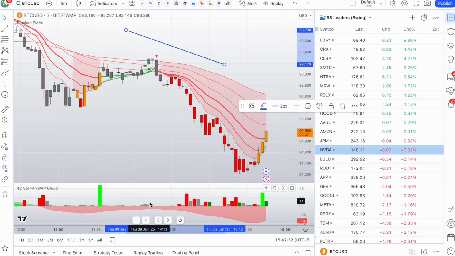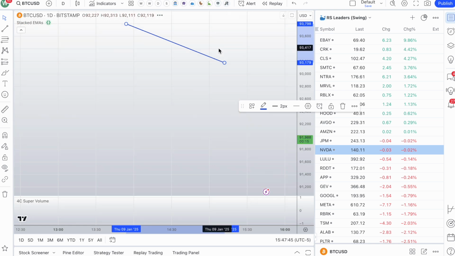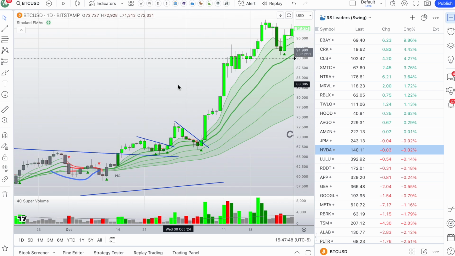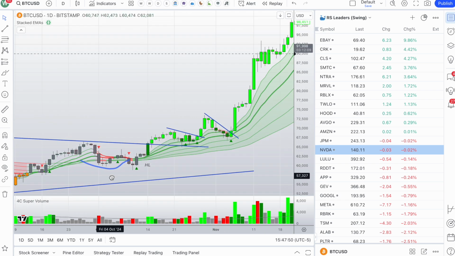But this volume indicator is red. I can see that the last cloud was red. I can see that the trend overall is down. And so I'm not looking for longs here. And the same kind of logic applies to daily charts.